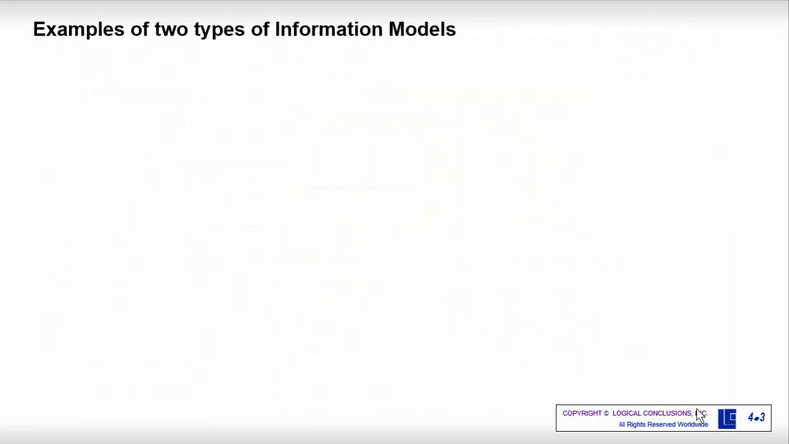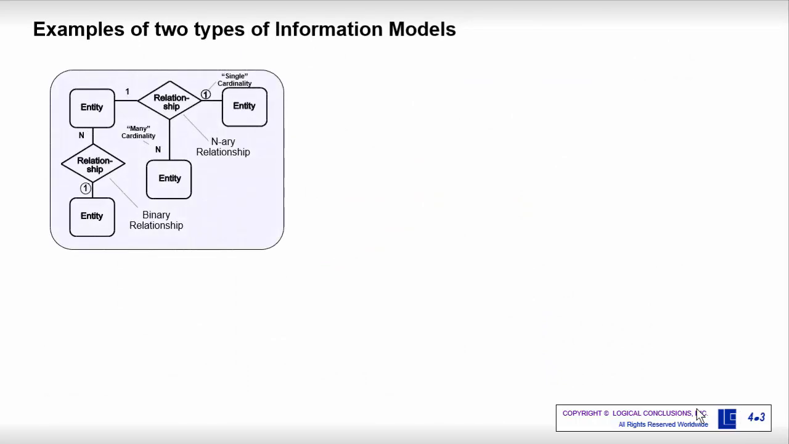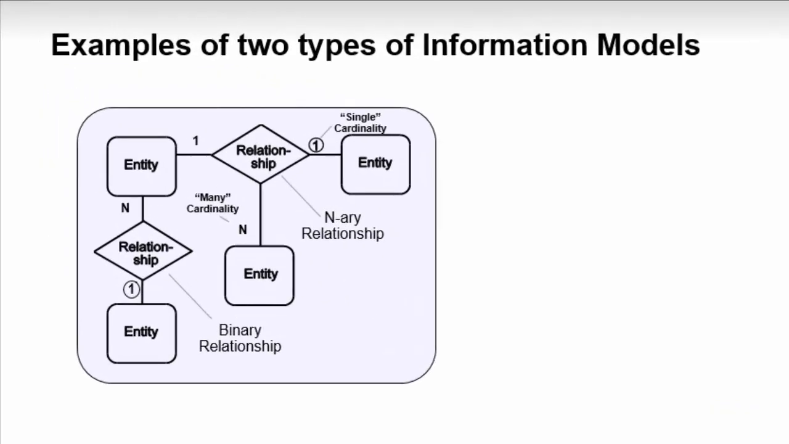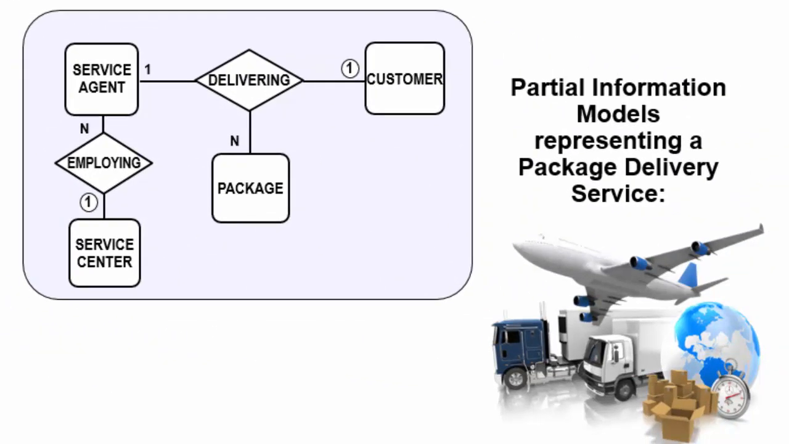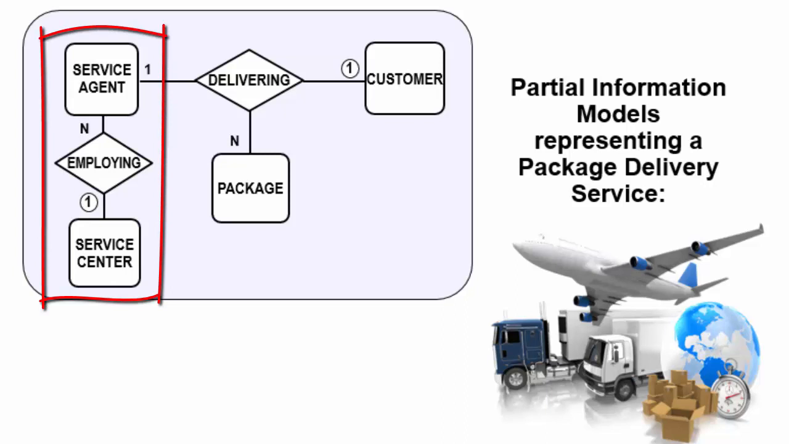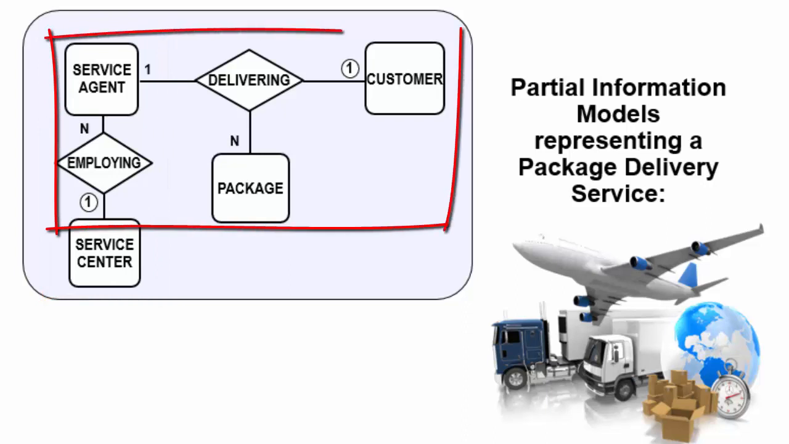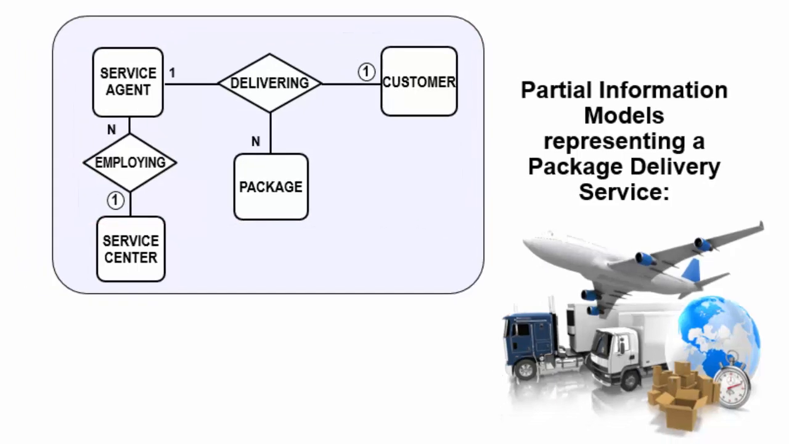Here I'm going to show just two sample information models using the different symbols. Remember, there are other sets of symbols. First, here's a generic example of a Chen-style diagram using the symbol names on themselves. It shows two entities in a binary relationship and three entities in an n-ary relationship, meaning more than two entities involved in the relationship. Using a package delivery service's entities and their relationships, we might see the partial example on the right. It shows that a service center is in a binary employing relationship with many service agents. It also shows that a customer is in an n-ary delivery relationship with many packages and one service agent.